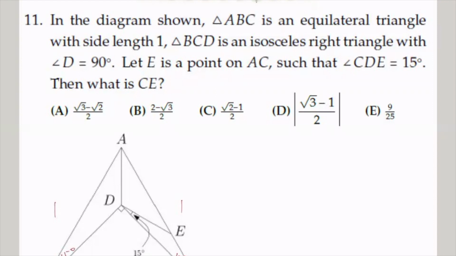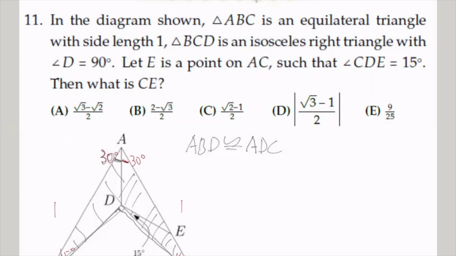Okay. Next, we look at ABD and ADC. They share AD, and BD and CD are the same because they're the two legs of an isosceles right triangle. And AB and AC are also the same because they are the two sides of an equilateral triangle. This tells us that ABD and ADC are congruent, which means that each of the angles is 30 degrees. BAD is 30 degrees, and also DAC is 30 degrees.